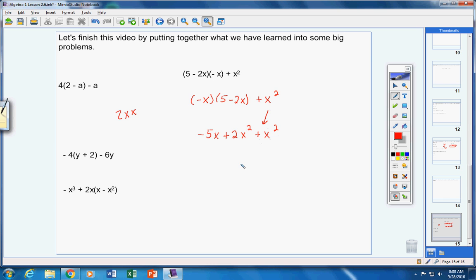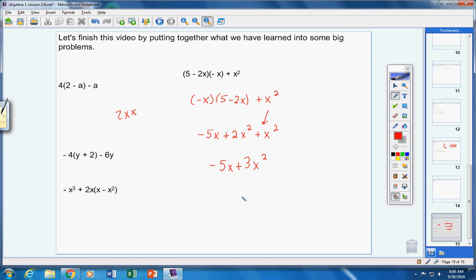I see some like terms, don't you? Sure you do. Here's an x squared term. Here's an x squared term. Positive 2, positive 1. Let's combine those. Positive 2, positive 1 is a positive 3x squared. Bring down your negative 5x and we're finished.